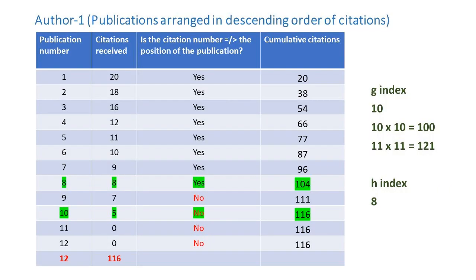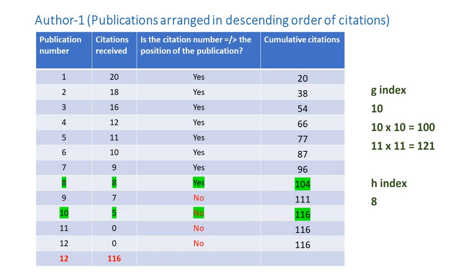So 10 into 10 is 100. So before the 10th paper, under the cumulative citation column, whatever number is there, is it equal to or more than 100? Yes, it is 116. So what is 11 squared? That is 121. So go to the 11th paper.